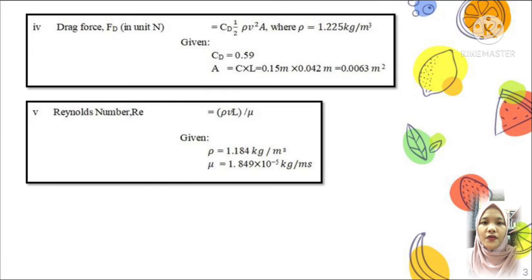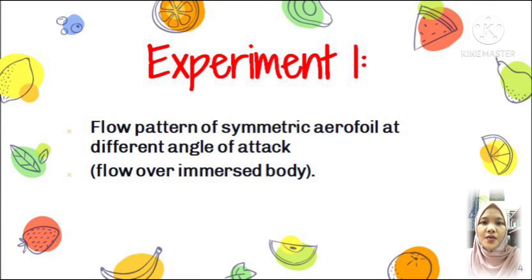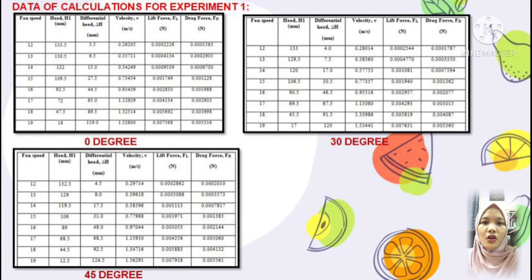The fourth formula is drag force, using the drag force equation. It is the same as the third formula except it has a different coefficient, the drag coefficient. And the last formula is to find the Reynolds number, which is equal to density given in the slide times velocity times L, plate distance, and then divided by mu given in the slide. Thus, from the formulas stated, the calculation data can be obtained as shown in the slide for experiment 1 with different angles of attack of 0 degree, 30 degree and also 45 degree.